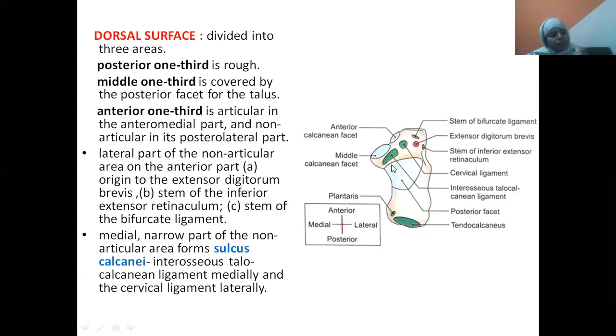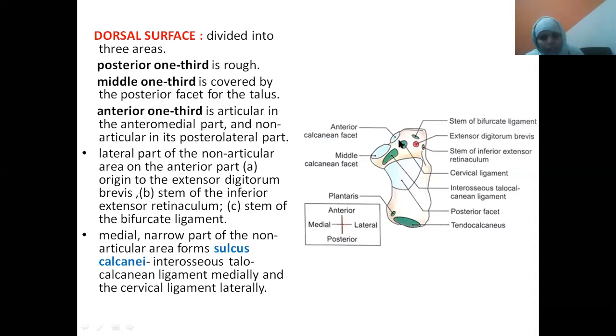Okay. First, you should check the superior aspect. It should show these articular facets. See, anterior, middle, and posterior. These are the articular facets. Anterior, middle, and posterior articular facets. And the shelf-like projection should be medial. Only side determination examiners will ask you, nothing more than that. Tarsals will not be asked much in detail.